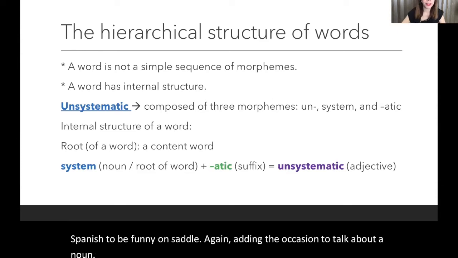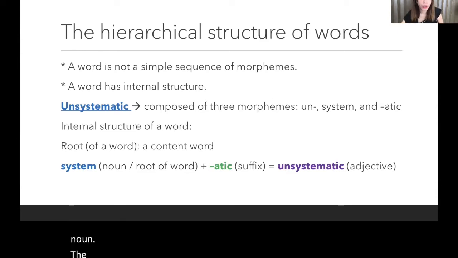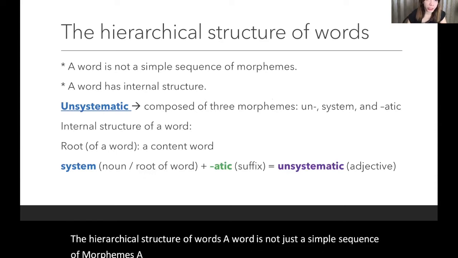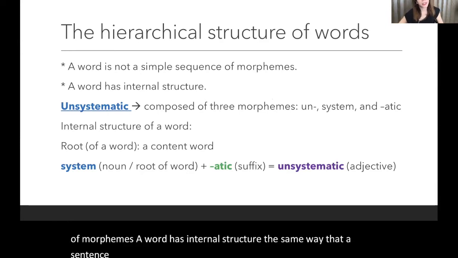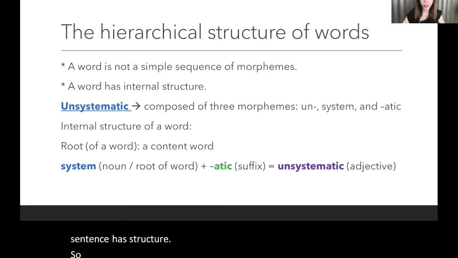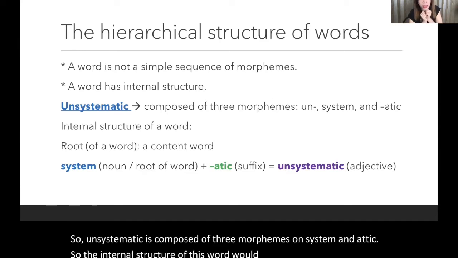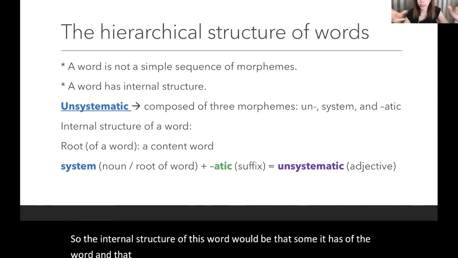So, the hierarchical structure of words. A word is not just a simple sequence of morphemes. A word has internal structure, the same way that a sentence has structure. So unsystematic is composed of three morphemes: un, system, and atic. The internal structure of this word would be that it has a root of the word, and that root is the content word system.